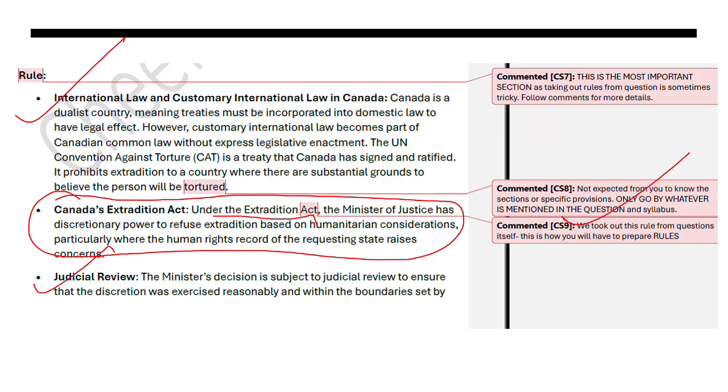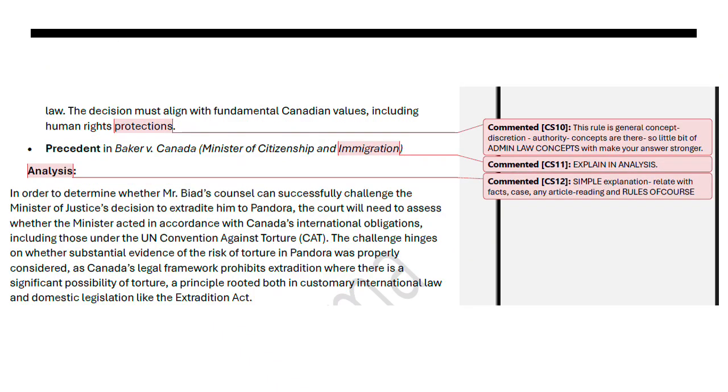Next rule is judicial review. Like here I have mentioned in my comment, we took out this rule from the question itself. This is how you will have to prepare rules, because here you won't be getting many sections or such things. So you will have to take out the principles, theories, such rules from the question itself. Next is precedent. Baker versus Canada, very simple, one case, more than sufficient. So you do not need to put 1,000 cases into your answer.